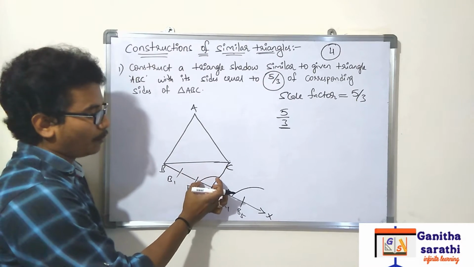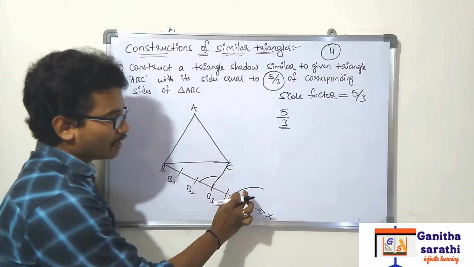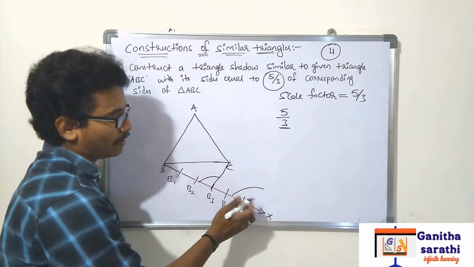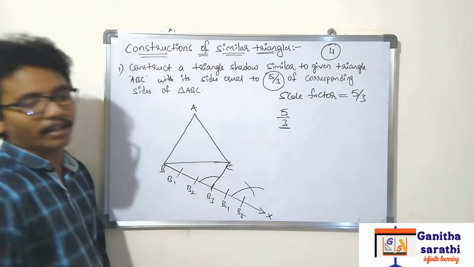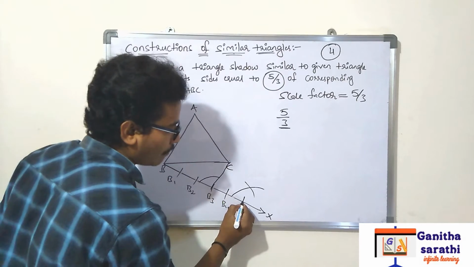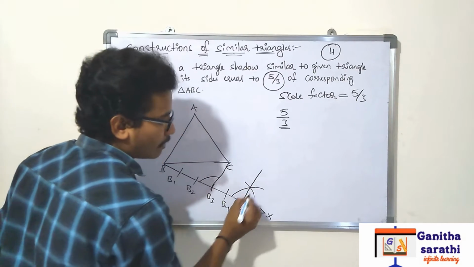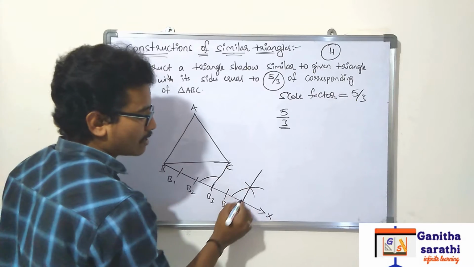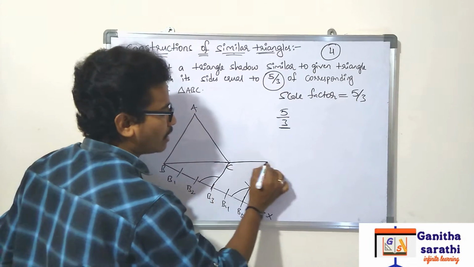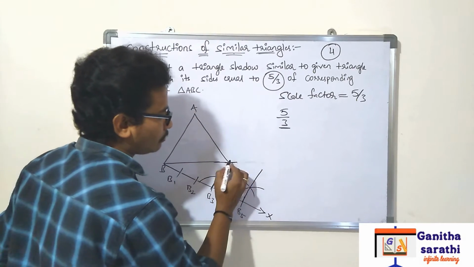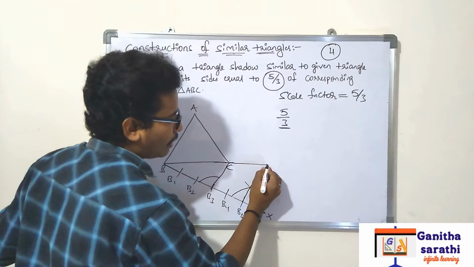See here, you should measure this one. After measuring this, with the same measurement, you should draw an arc like this, from here. Understood? So from the point of intersection of the arcs, draw the line and extend this line up to the point.